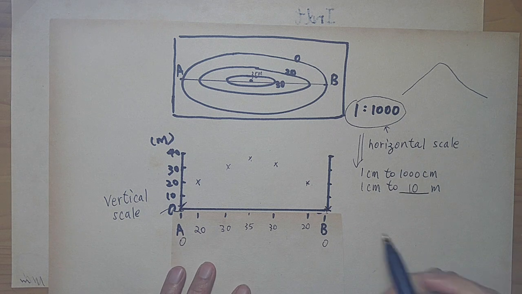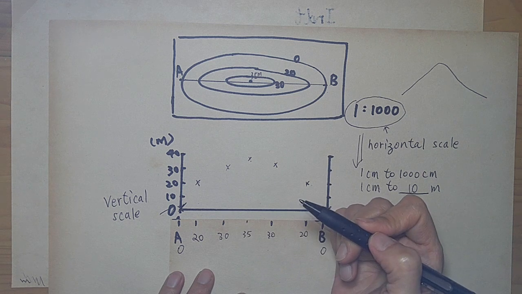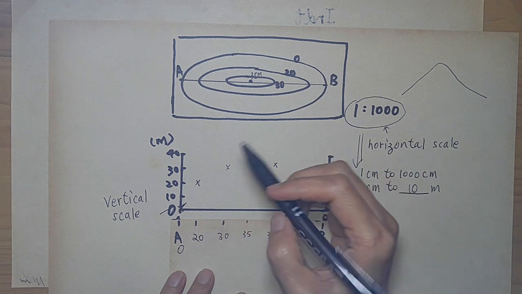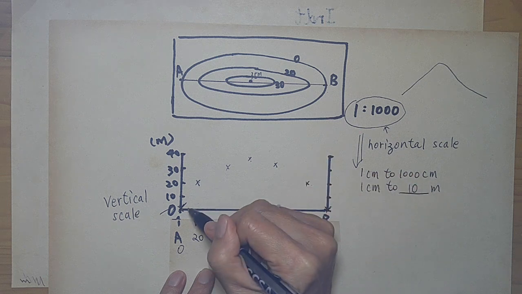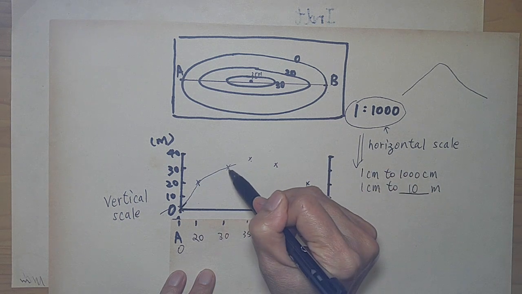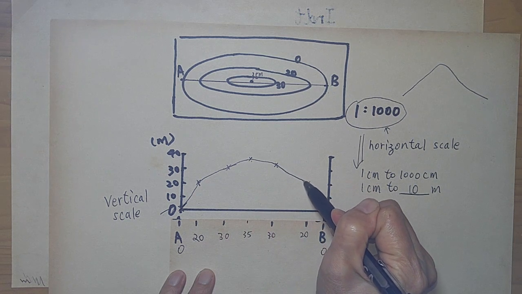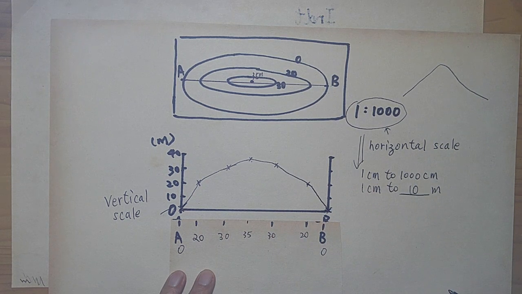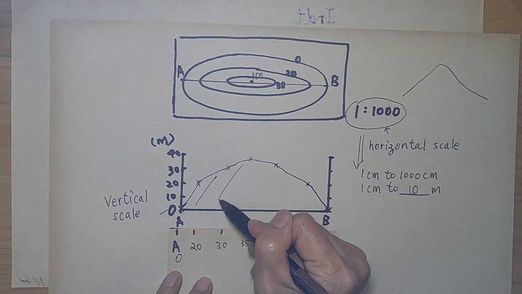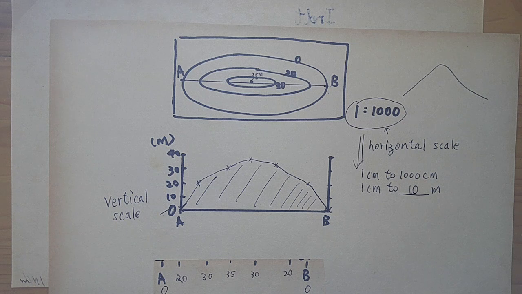Okay, so you just join the points. Just freehand, don't use a ruler. Make a curve, so you just draw like this. Alright? And then here, this is the cross section of AB.